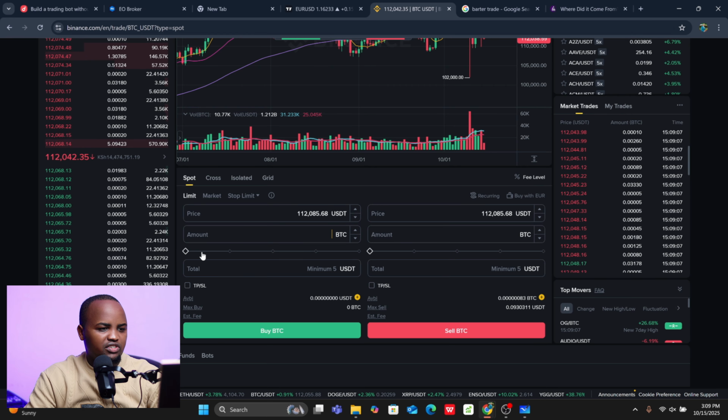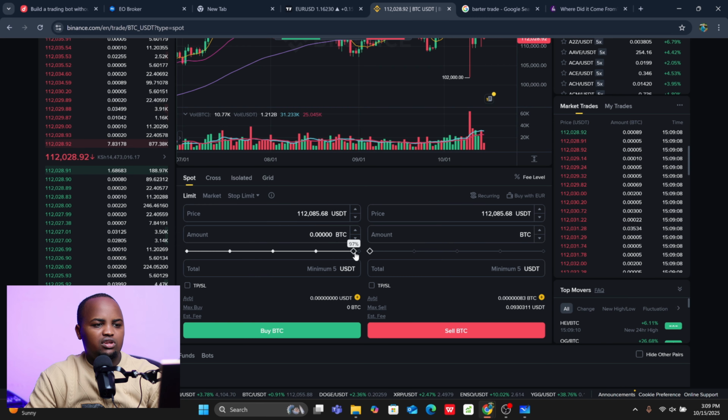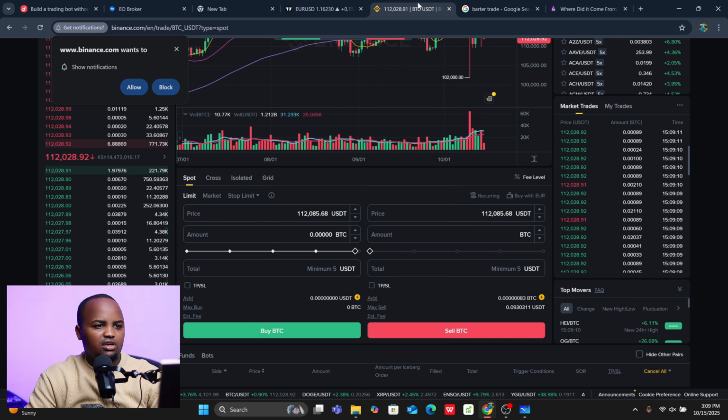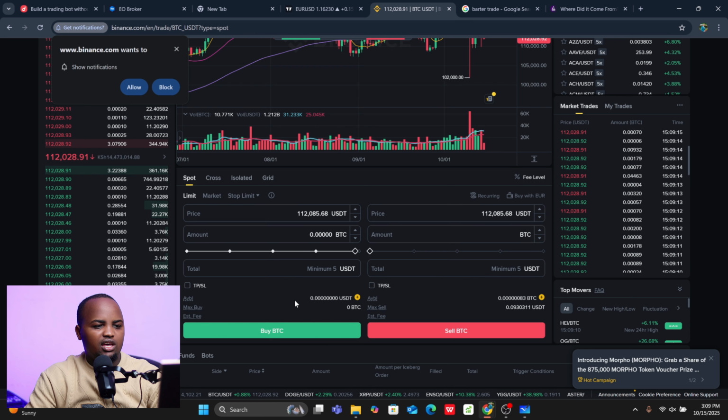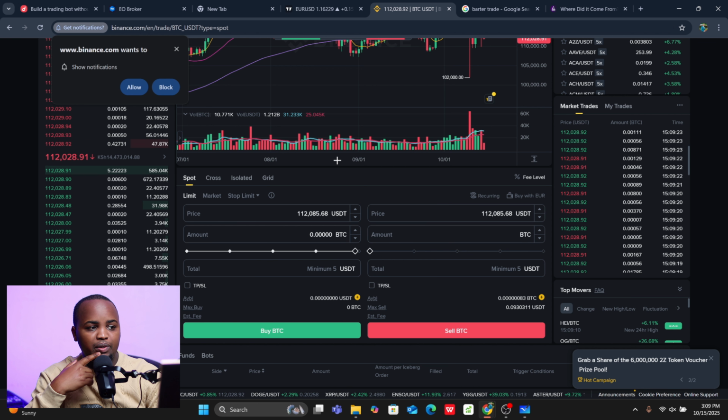It will tell you how many USDT you need. Here you need this number, 112, to get this. You see, it has moved already by $300 while we are here. So if you had bought that way, you could have made 300 USDT right now. That's how people with money make money.